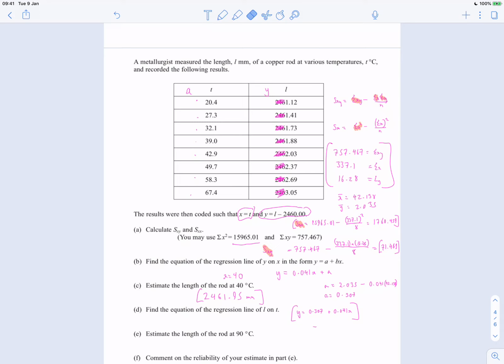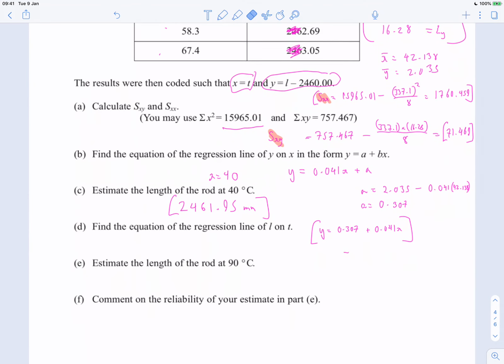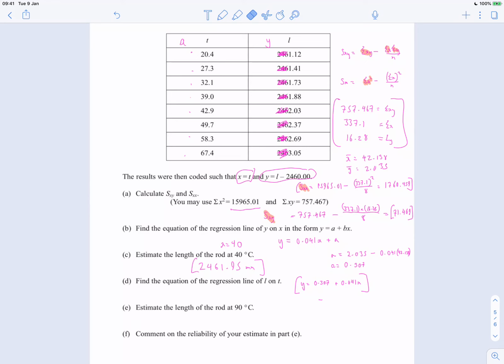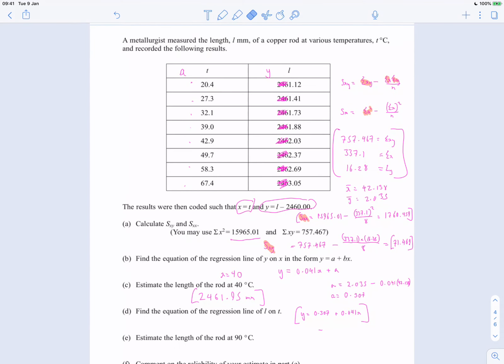Find an equation for the regression line L on T. Okay, right. Well, what would happen here? There's two things I could do. Either I could go back to the data, which to be fair, I might as well do. So if I go back to menu, statistics, and then I replace... Well, I just add 2,460 to each data point, so 2461.12, 2461.41, and I do the same for the following.